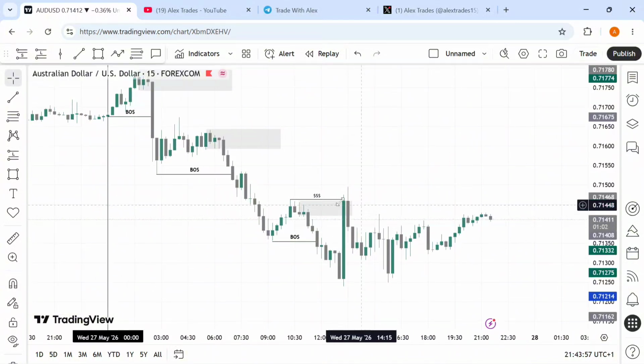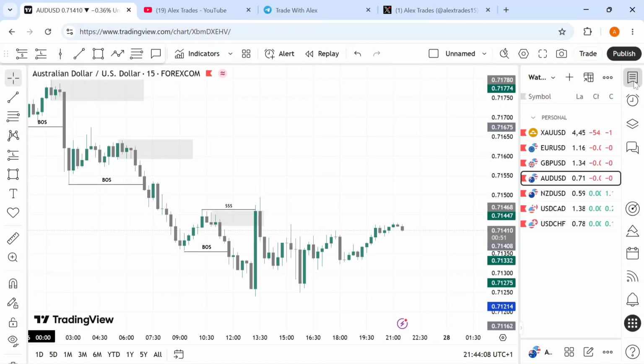So that's it. Price came later to liquidity because there wasn't any valid zone and came down to this point and has been ranging ever since. So that's it on AUDUSD.